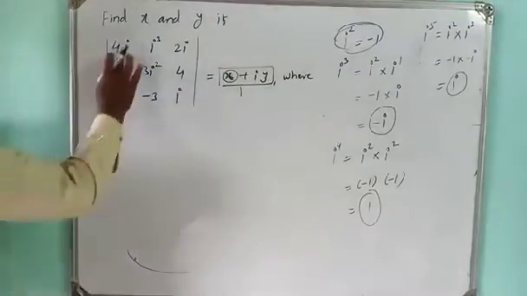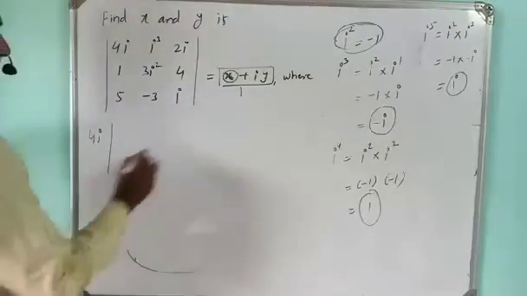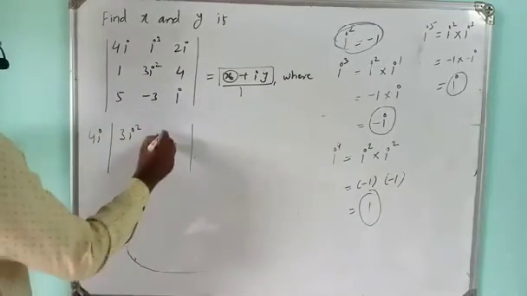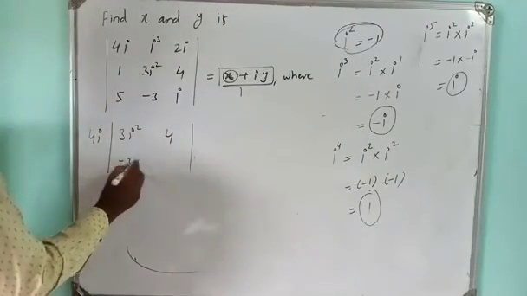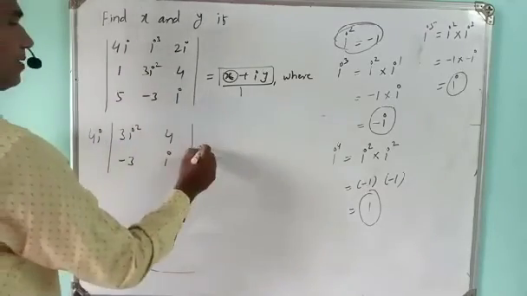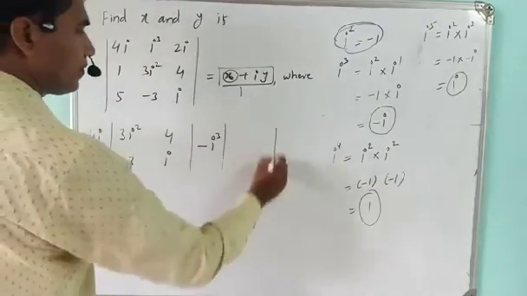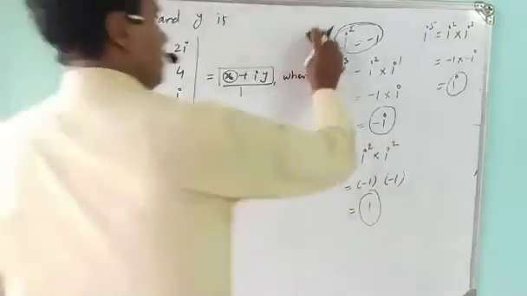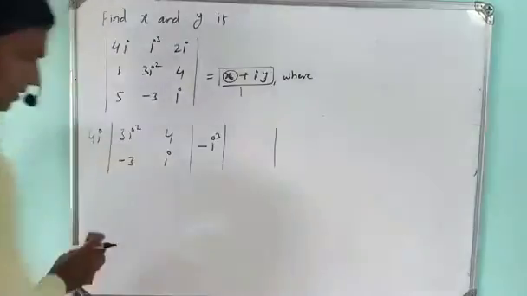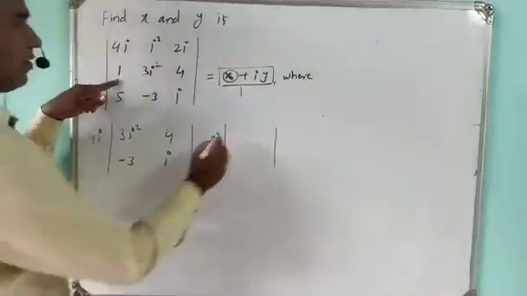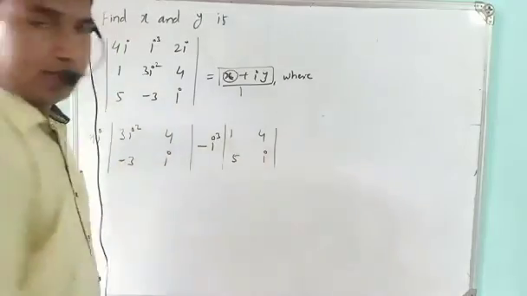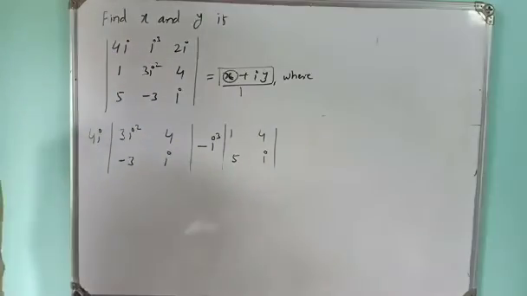Very simple. 4i, 3i square 4, then minus 3i, second element minus I cube, minus I cube, then 1 4 5 8. So it is the last example today.